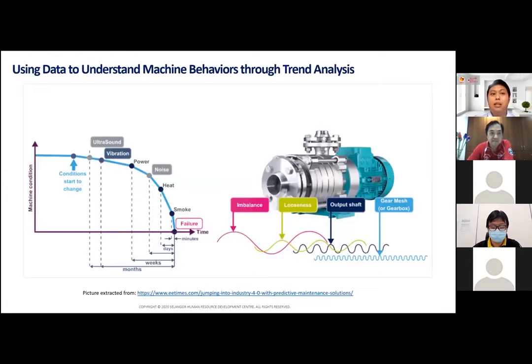So data is then used to tell you a story of what's happening with your machines through different behavioral trend analysis. An example would be a car. You're driving a car, and if there's a problem in your car, it will give you signals, like a spanner signal or many different signals, indicating that your car has a problem. What if it doesn't give you any signal or indication at all? What's going to happen is that you're going to drive your car until it starts to heat up, and then suddenly you have smoke coming out from your bonnet.